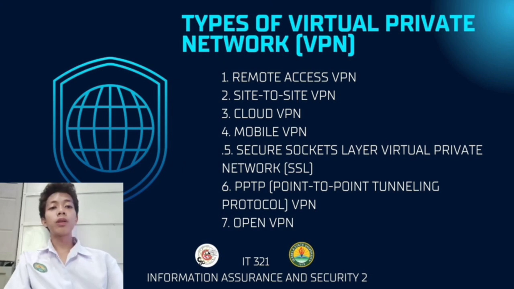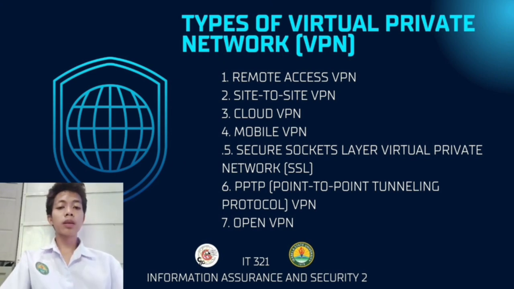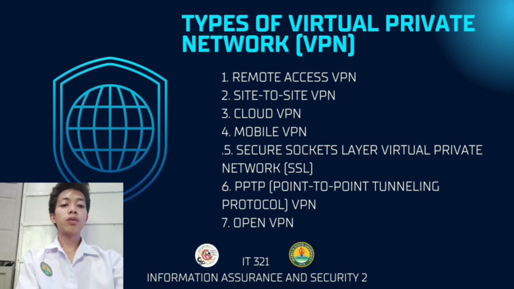Types of virtual private network. Remote access VPN allows users to connect securely to private networks, such as a company's internal network, from a remote location. Second, site-to-site VPN is used to securely connect two or more networks over the internet. Cloud VPN is typically used when a business or individual needs to access resources, services, or data. Mobile VPN securely connects to a network over the internet.